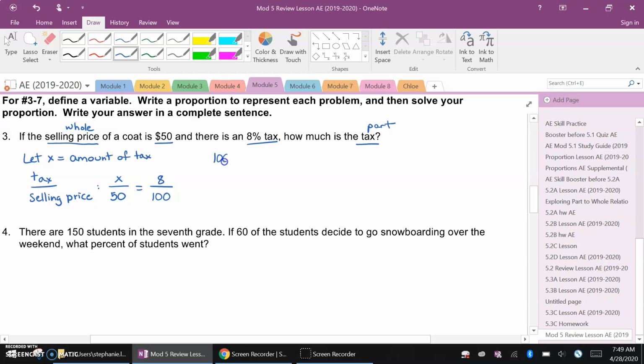So we have 100 times X equals 8 times 50. Using your calculator, you're going to get 400. And then if we divide both sides by 100, we will get X equals 4. So that means that the tax is $4.